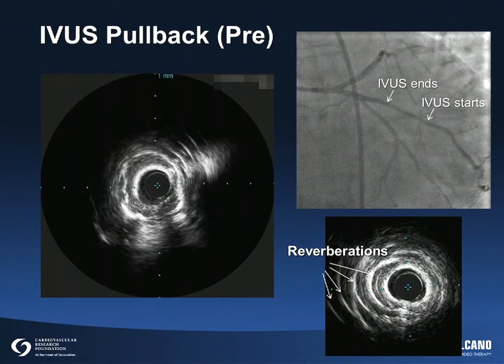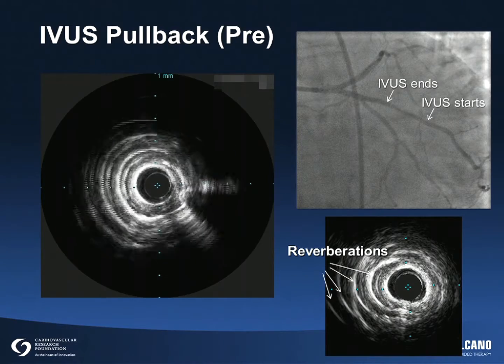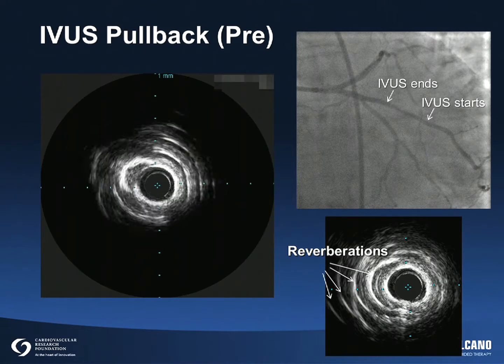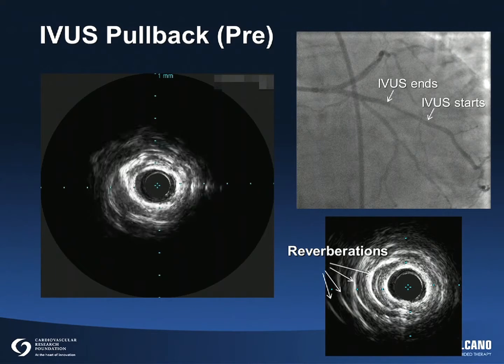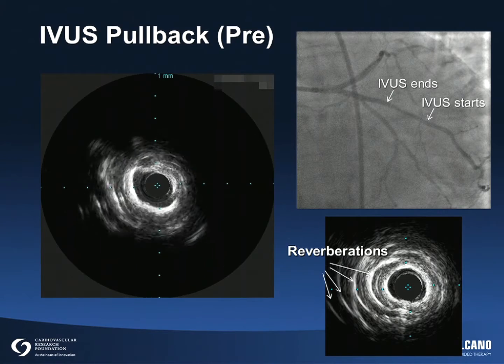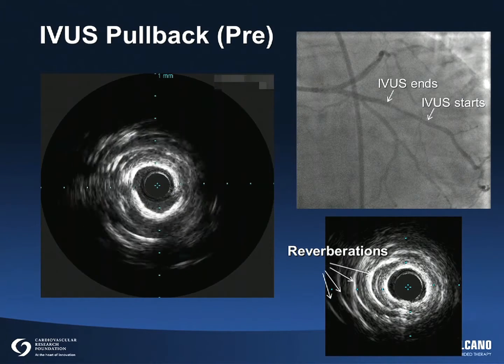Calcium is an intense reflector of ultrasound that then bounces back and forth between the calcium and the transducer, each time causing a reverberation. Although not sensitive, reverberations are highly specific for calcium or metal.